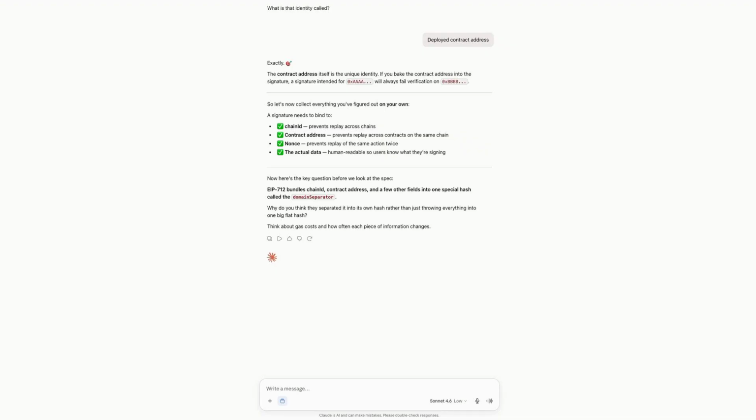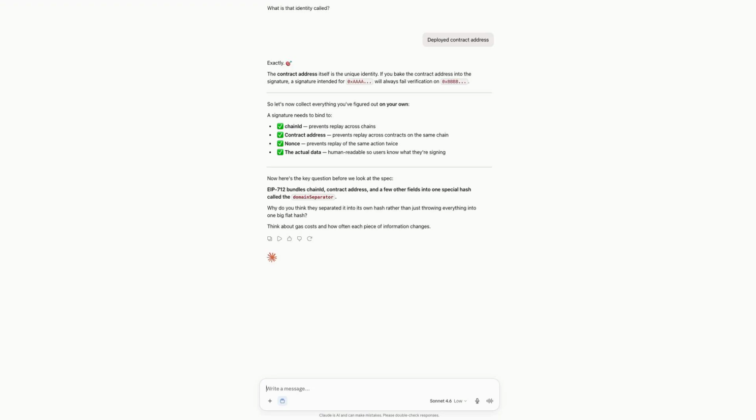So let's now collect everything you have figured out on your own. A signature needs to bind to chain ID, so this prevents replay across chains. Contract address prevents replay across contracts on the same chain. Nonce prevents replay of the same action twice. And the actual data is human readable, so users know what they are signing.